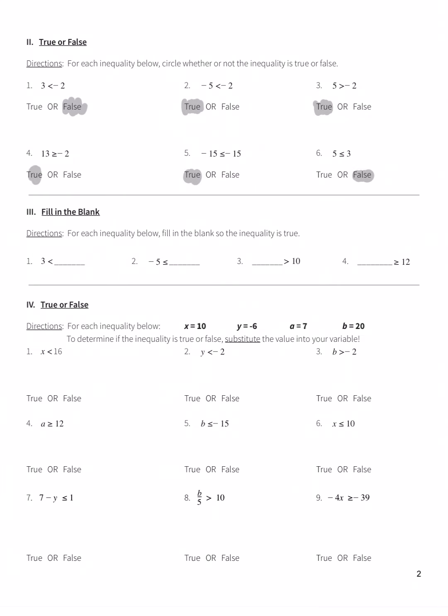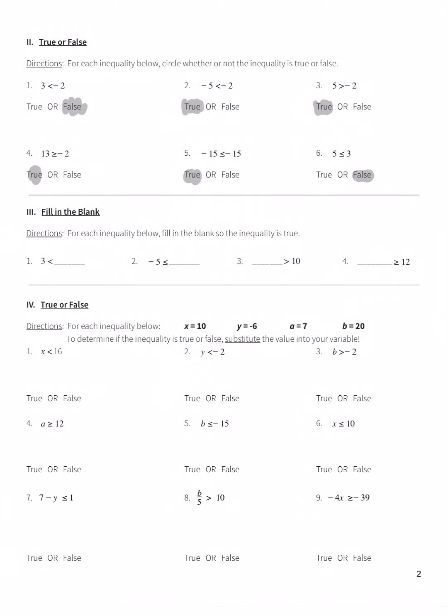Okay, hopefully you actually tried these and didn't just copy the work. We'll see. We read this, 13 is greater than or equal to -2. That's true. Is -15 less than or equal to -15? Well, they're equal to each other, so that's true. And last one is 5 less than or equal to 3. That is not true, so the answer is false.